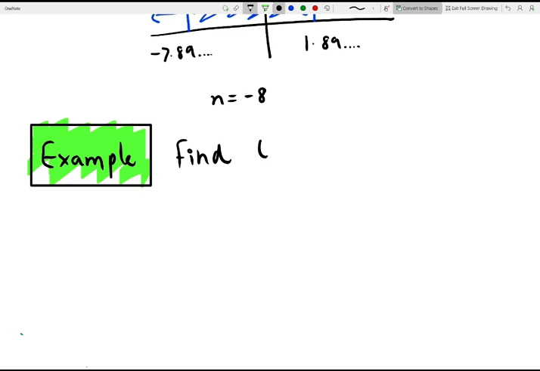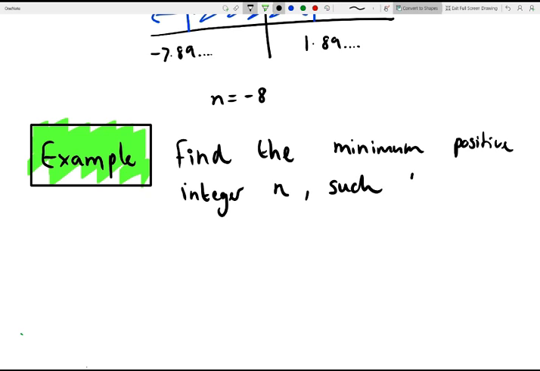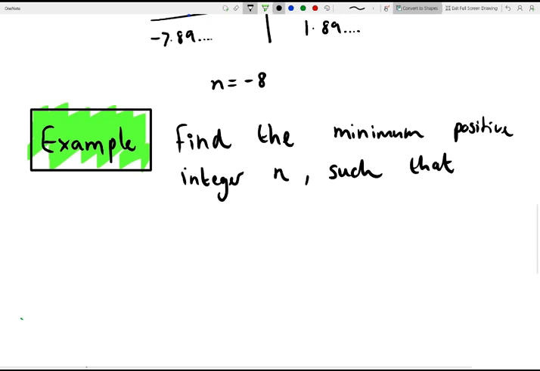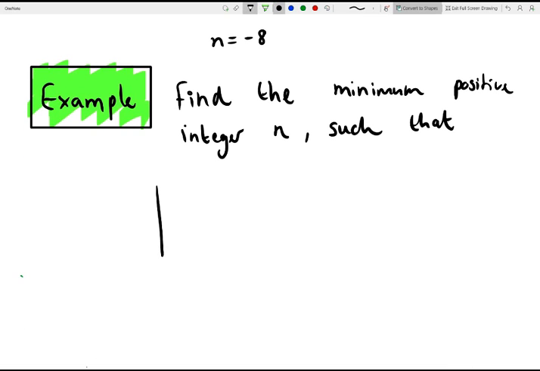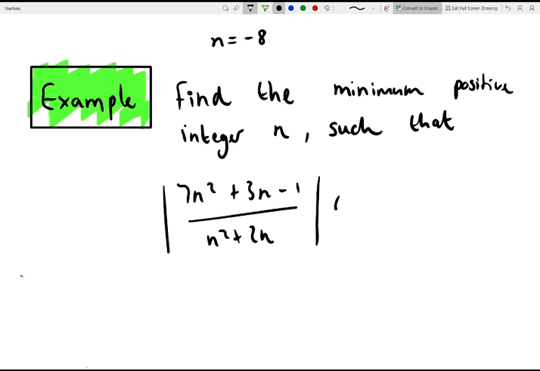Find the minimum positive integer n such that the modulus of (7n squared plus 3n minus 1) divided by (n squared plus 2n) is less than 1.